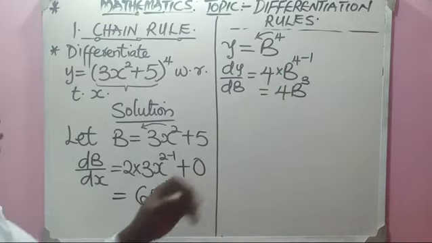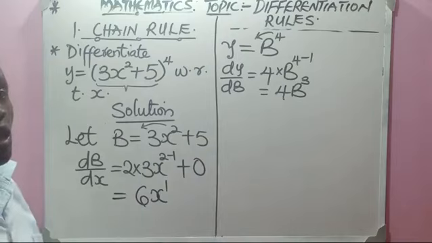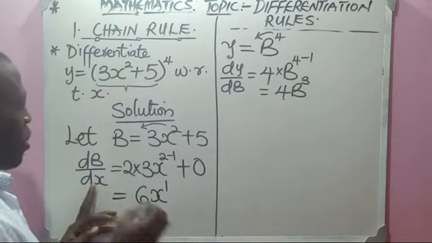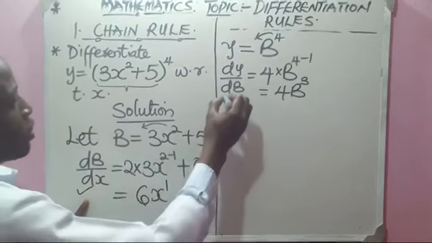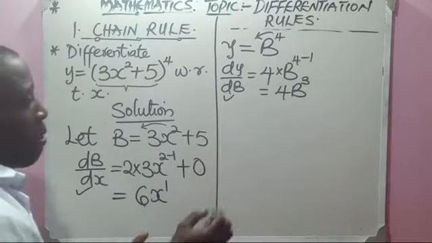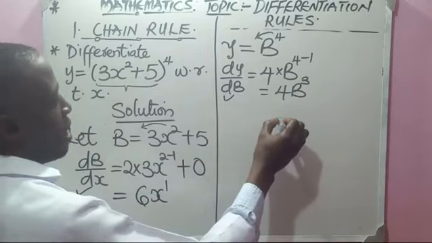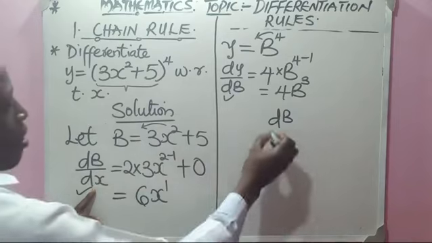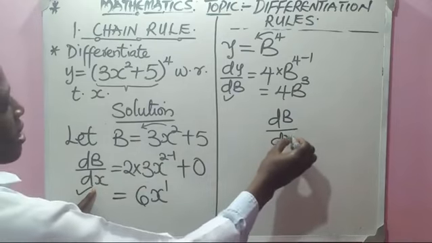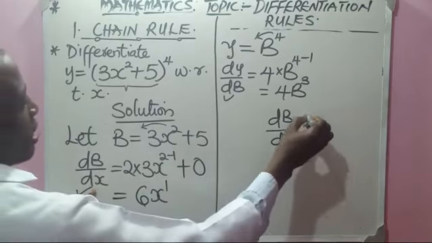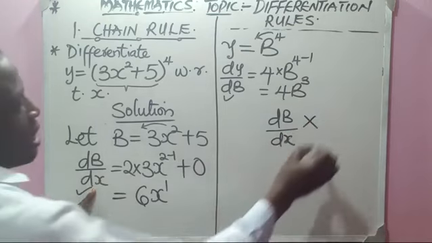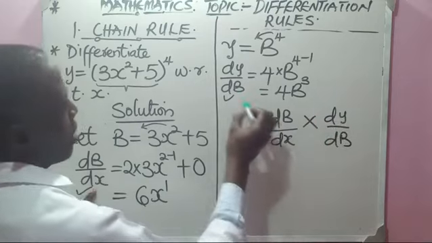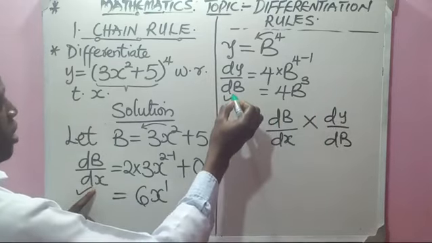Now, when you have reached this point, it is time to change them. How? Don't forget, I'll bring this one and this one together by multiplying them. I'll say db, which is coming from here, over dx. The chaining now is times, I'm chaining them, dy over db, which is this one. I have to chain these two.